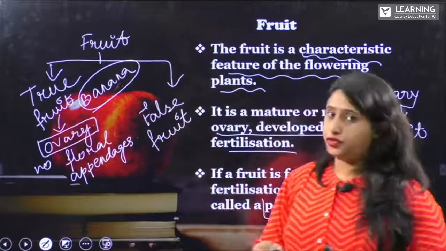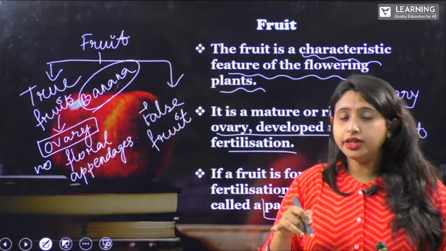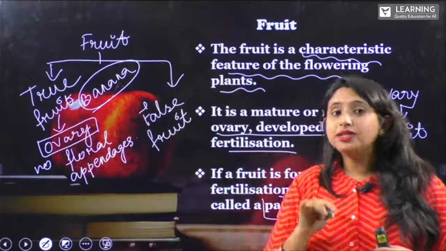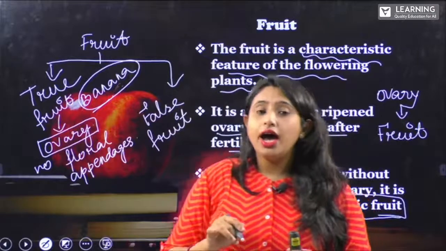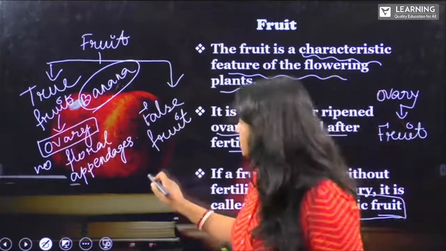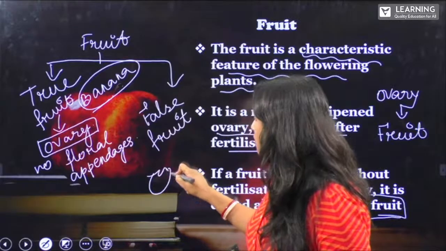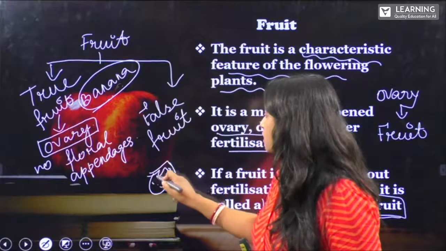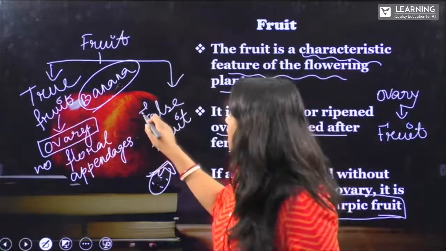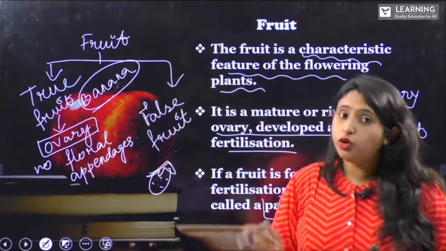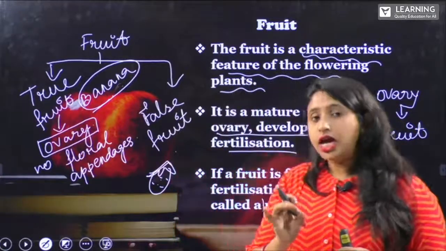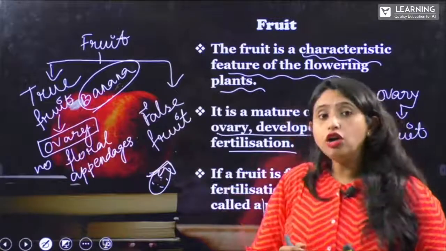All right, so next is your false fruit. You have seen strawberry, right? You will see that the sepals are attached to the fruit, right? It will be like this, isn't it? Strawberry. So this fruit, the false fruit, is the fruit which is formed from the ovary and the floral appendages are attached to it, okay? That we call your false fruit.